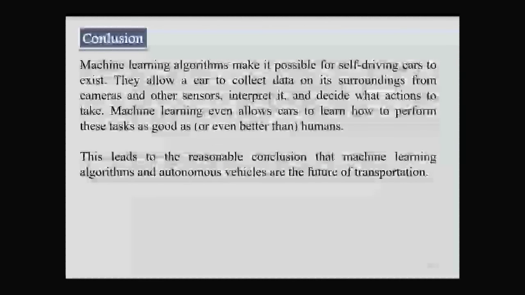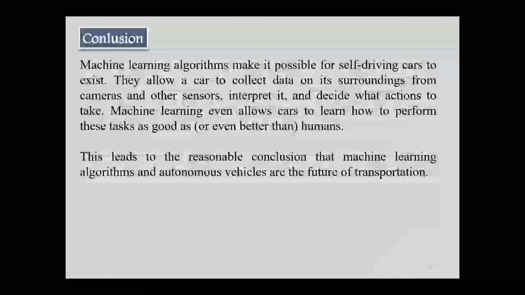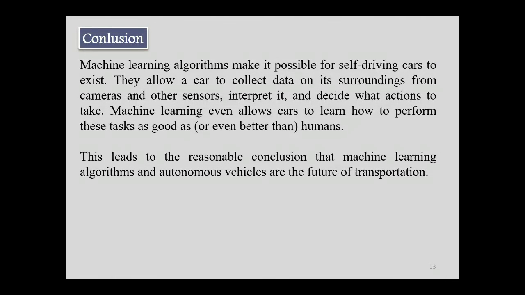Finally, the conclusion. We have seen that machine learning algorithms make it possible for self-driving cars to exist. They allow the car to collect data on its surroundings from cameras and other sensors, interpret it, and decide what actions to take. Machine learning even allows cars to learn how to perform these tasks as well as humans. This leads to the reasonable conclusion that machine learning algorithms and autonomous vehicles are the future of transportation.